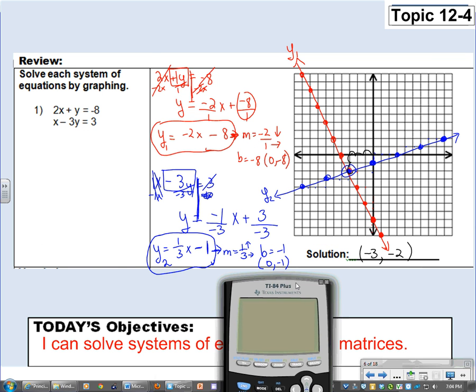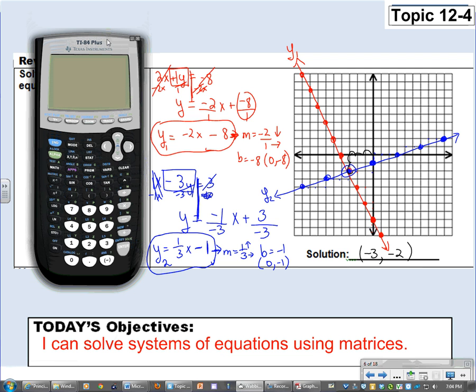The good news is you can choose which version you prefer. And so I showed by hand, and now I'm going to show on the calculator. You do not have to do both. You choose one or the other, whichever one is now your favorite one. So negative 2x minus 8 is our first equation. Our second equation is a 1/3 x and then minus 1.